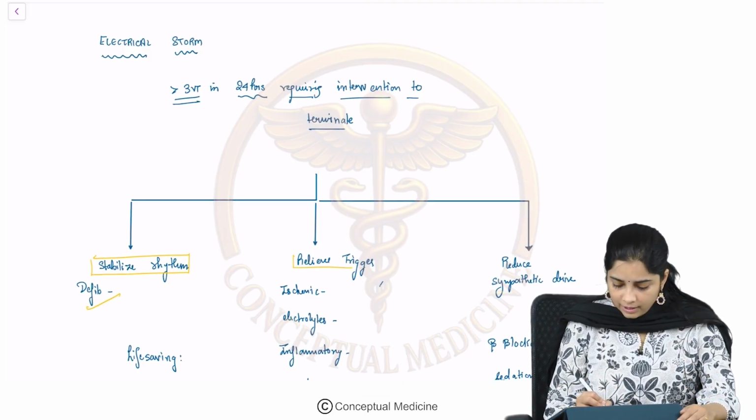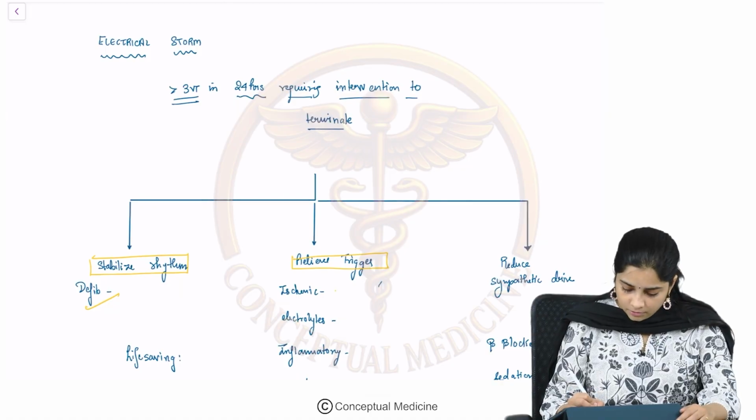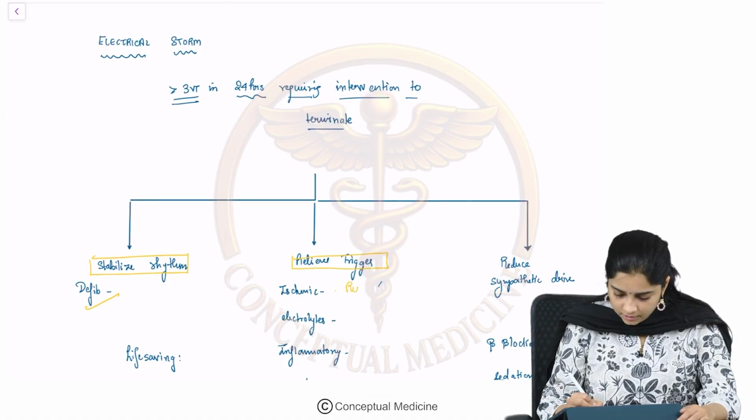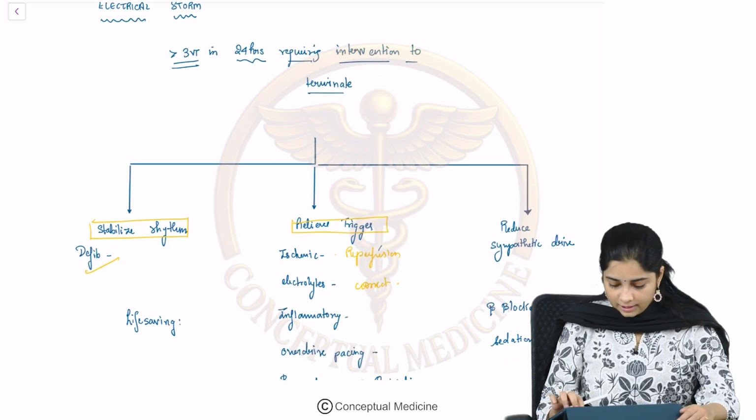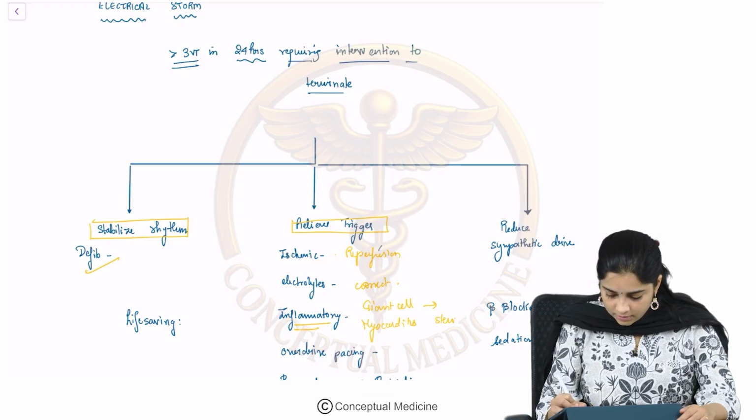Okay. Then, you will have to relieve the trigger. You have to find out if this is ischemic and there is a VT, then you do a reperfusion. You correct the underlying abnormalities, you correct the dyselectrolytemia. If it is because of an inflammatory condition such as giant cell myocarditis causing the VT, then you can give steroids.